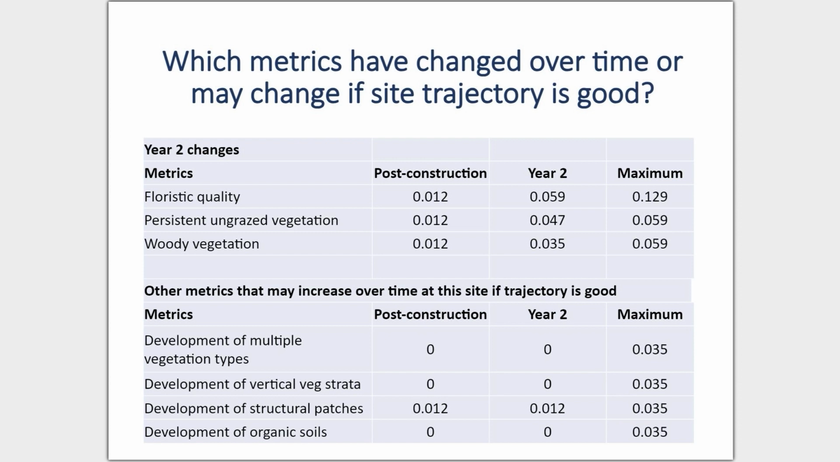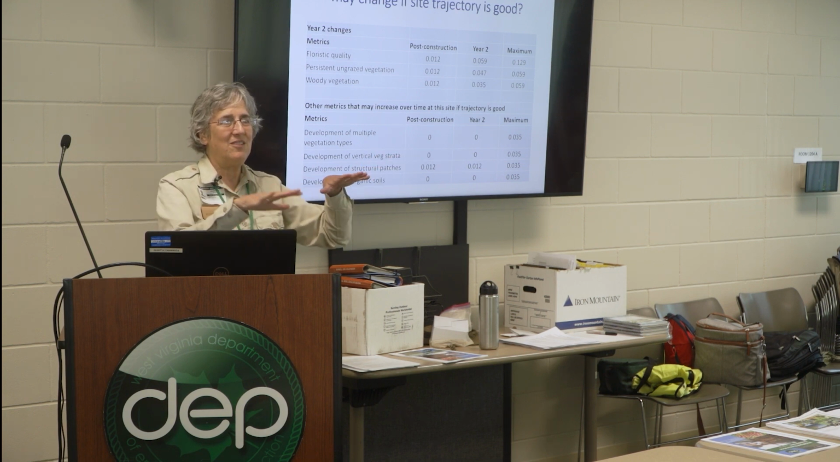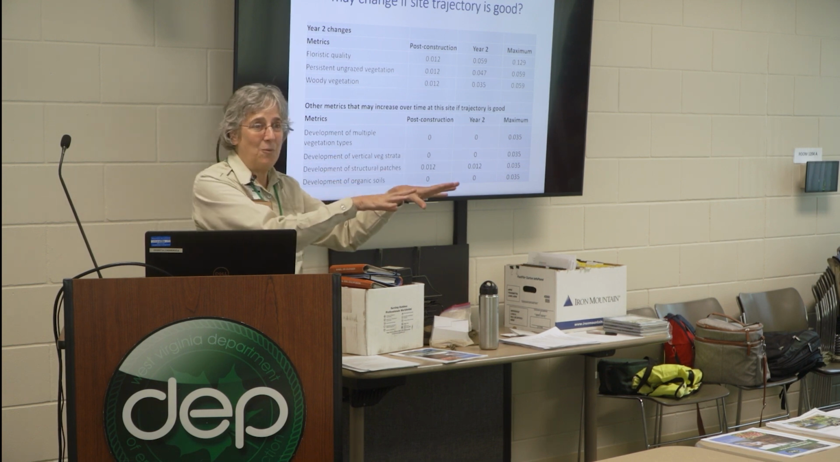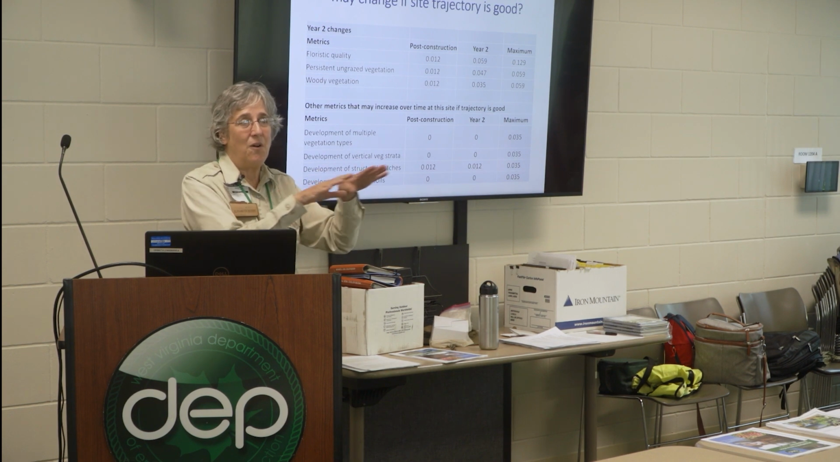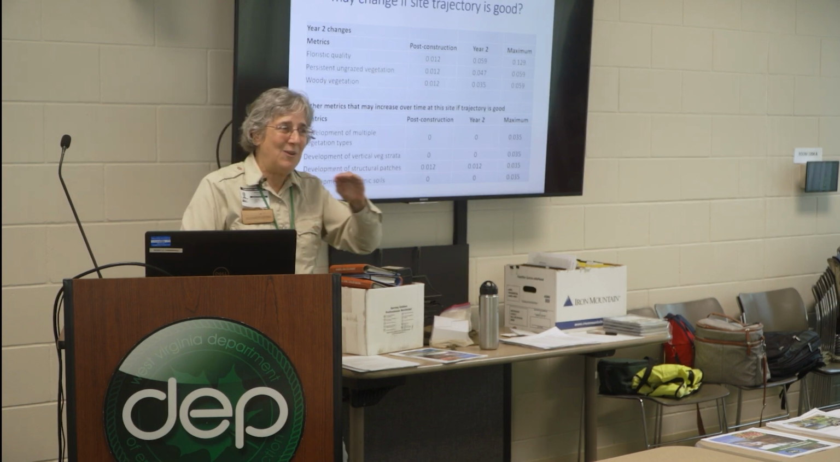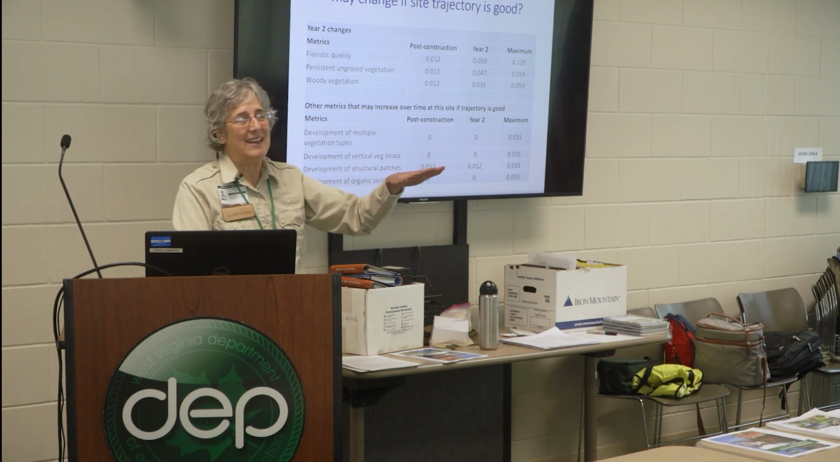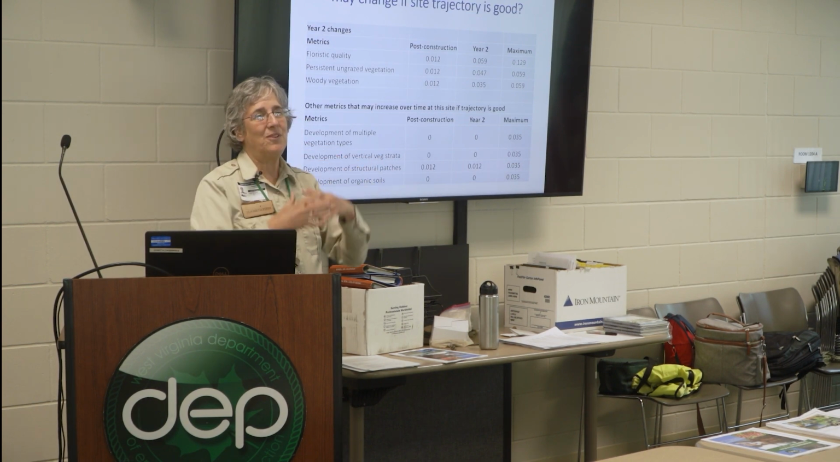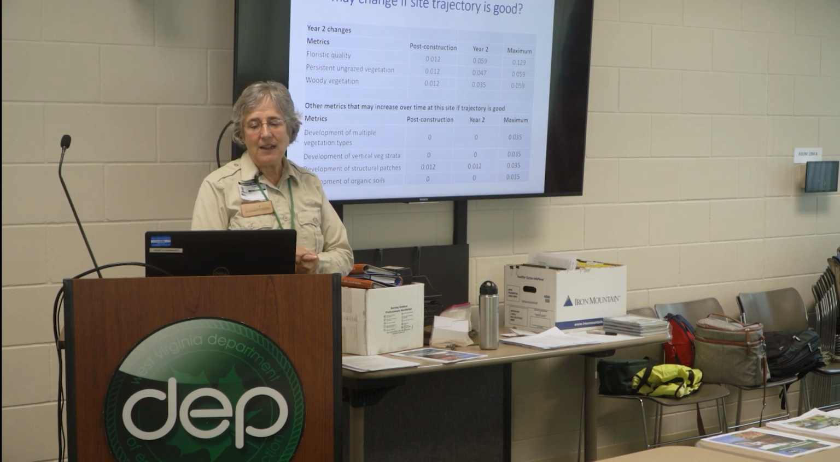If the site trajectory is good, we would expect some additional metrics to change. Those include the development of multiple vegetation types. So if you leave vegetation alone on environmental gradients, it will sort itself out into different vegetation communities, like we saw the cattails and the wet meadow, that had sorted themselves out on a vegetation gradient. And so in almost any restoration project, you don't want to have just one uniform hydrology throughout the thing. You would like to have some interspersion of different types, and that's something that could continue to change over time.